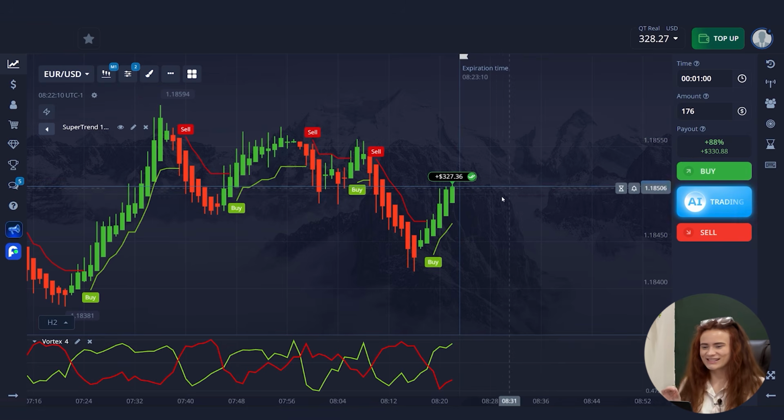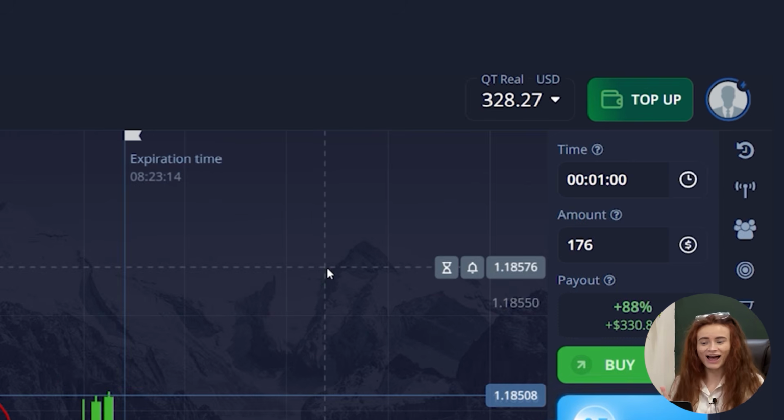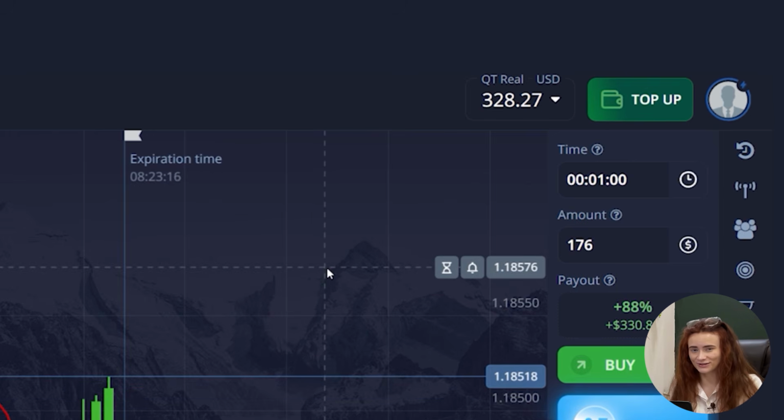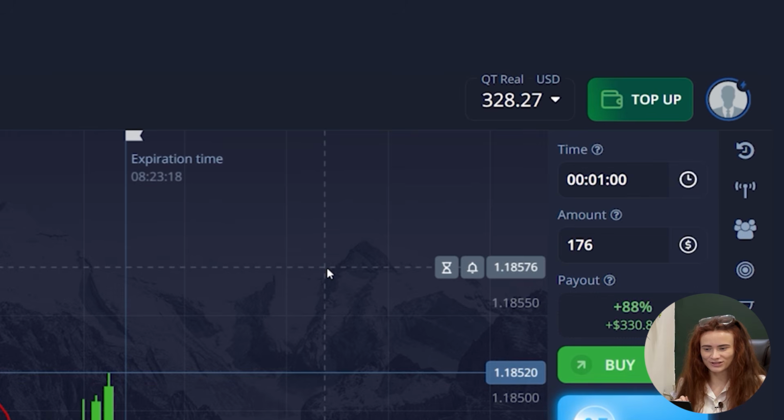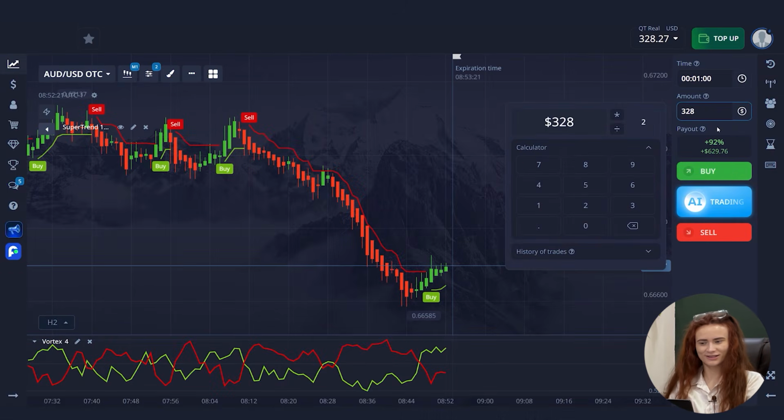And yes, guys, here's the amount of $328 in my account. And this is another step toward the goal I set for the session. Let's refine another situation and open the last trade for today. I think I made the right choice to open the trade in this situation.